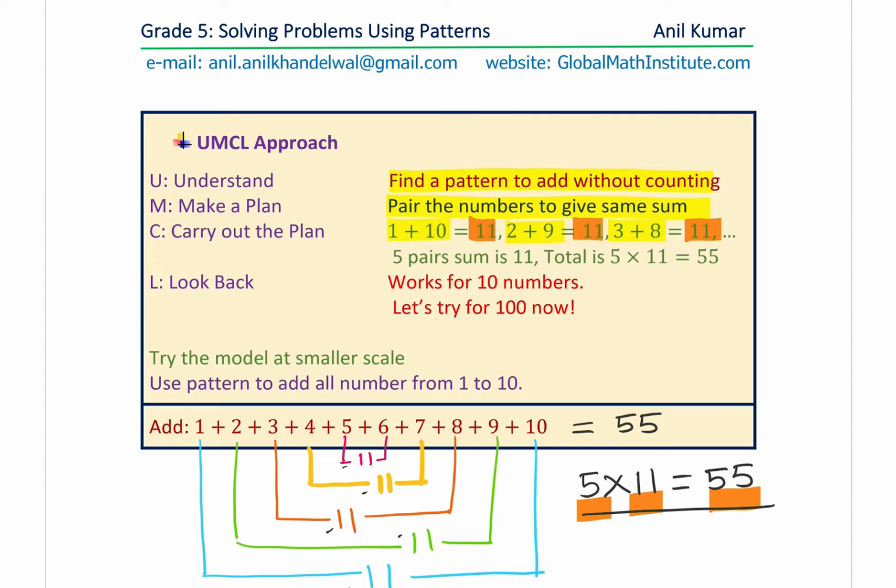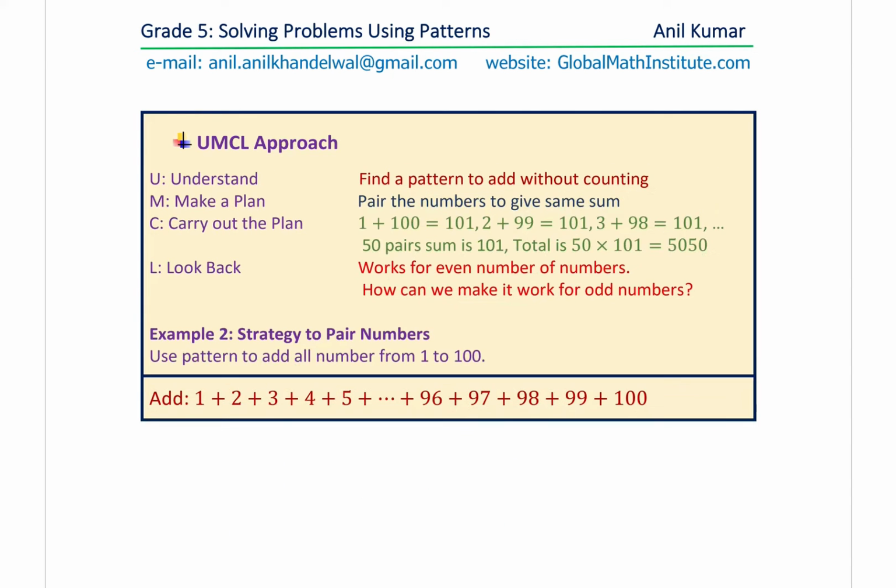So we have a strategy. It works for 10 numbers, so I could work this out with even more numbers. Let's get back to our question. Our question was to add the numbers from 1 to 100, right? So how do we do it? Well, we'll have to find a pattern, and the strategy here is to pair the numbers. So let's pair the numbers and see what we get.